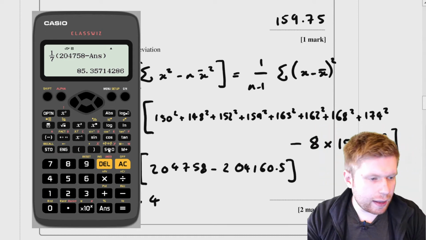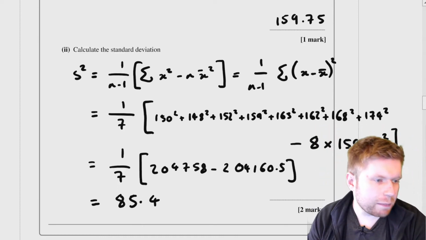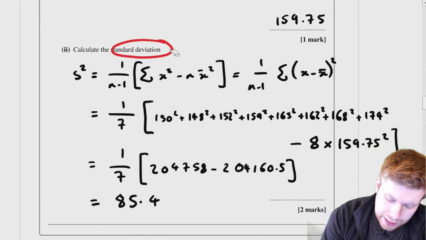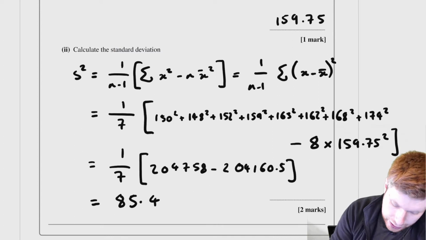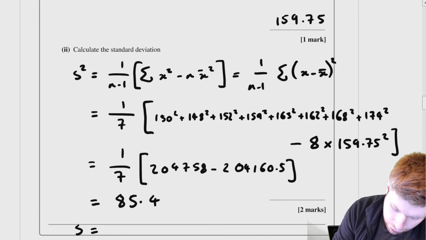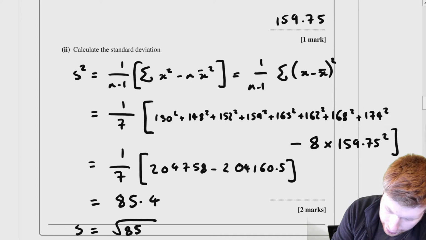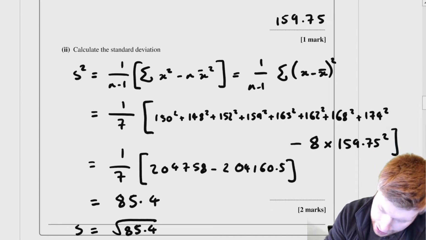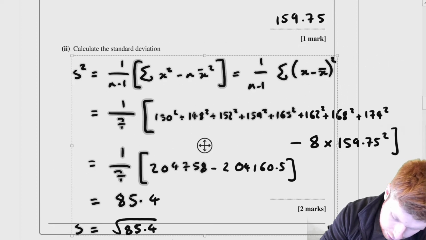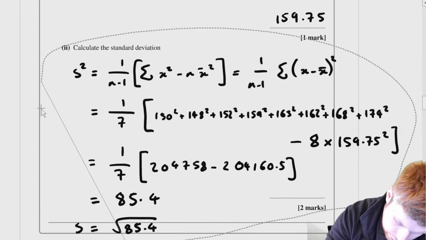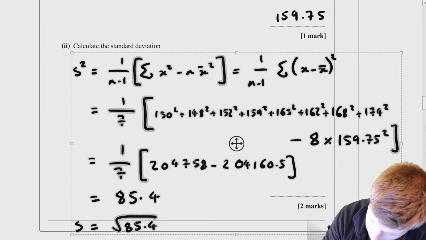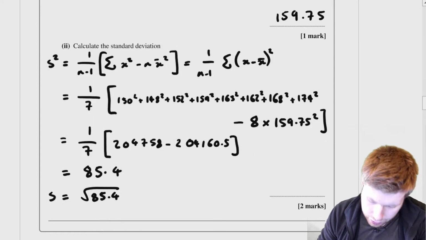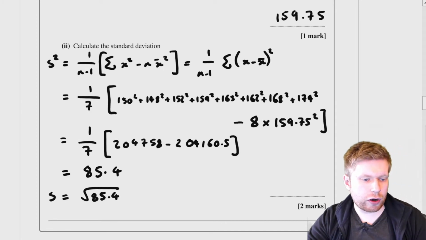That is fine. Now, the temptation is to leave it there, but just be aware we're talking about the standard deviation. So that's the variance that I've just calculated. In order to get the standard deviation, I need to square root it. So the square root of 85.4. I'm going to make everything else a bit smaller to make sure I can fit it all on the same page. Now all I need to do is take the square root of my answer.